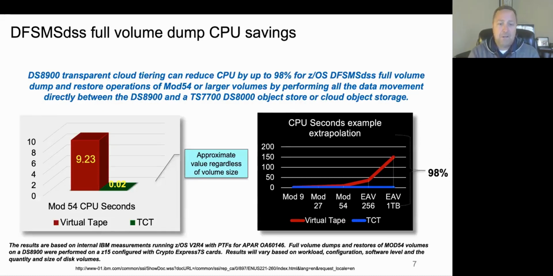If you haven't seen the 2.5 announce, we published some more recent CPU numbers around full volume dump, up to 98% savings. So DSS is a pretty lean and mean data mover. All of the CPU is within reading that data off of disk and writing it to virtual tape. And if we can offload all of that, we've offloaded all of the work that DSS normally does. So with full volume dump, you can see amazing CPU savings. And as the size of the volume grows, the savings goes up, but it's essentially no CPU.